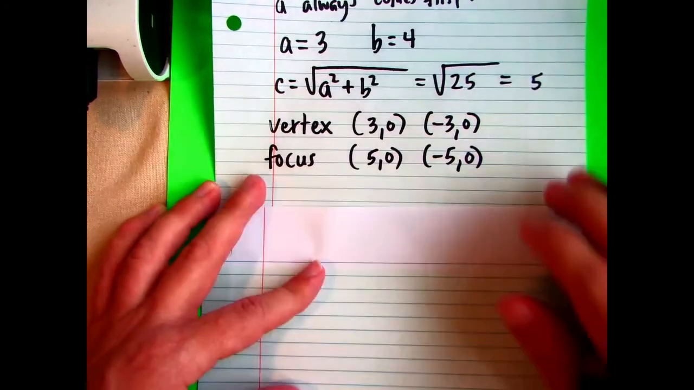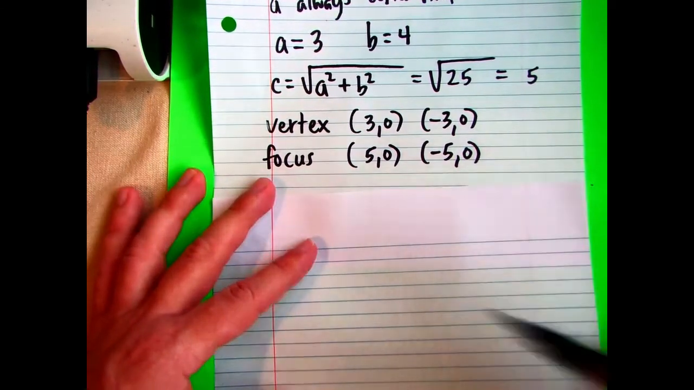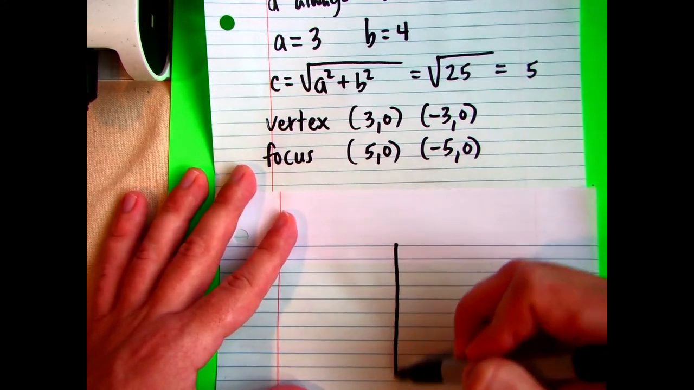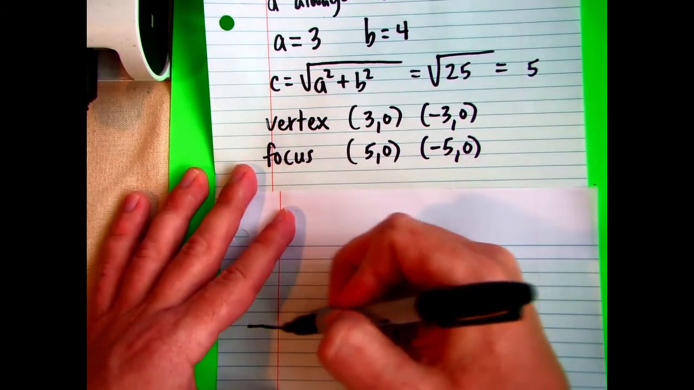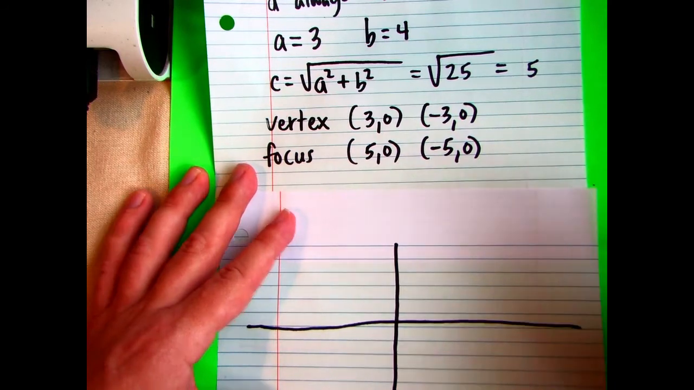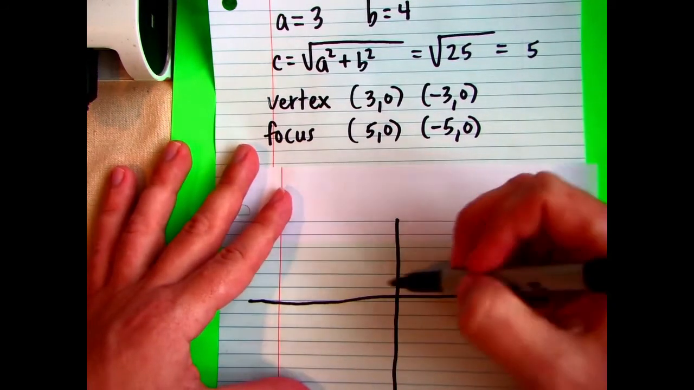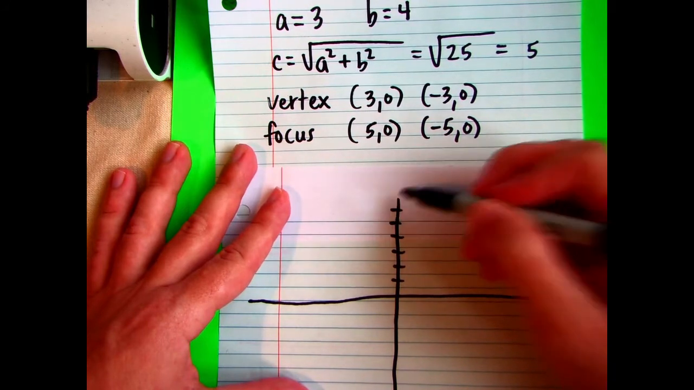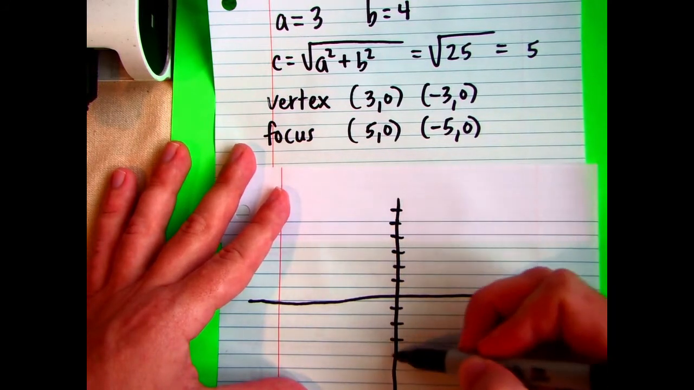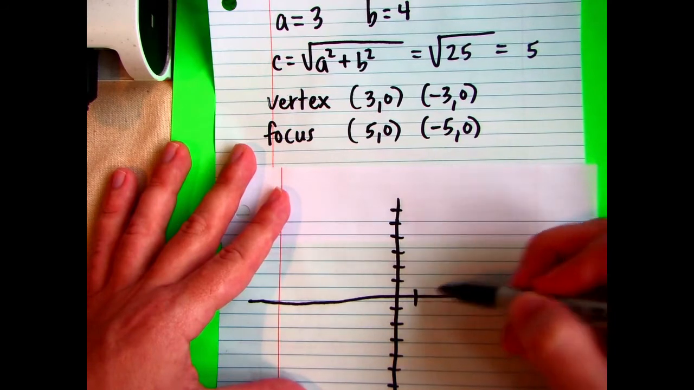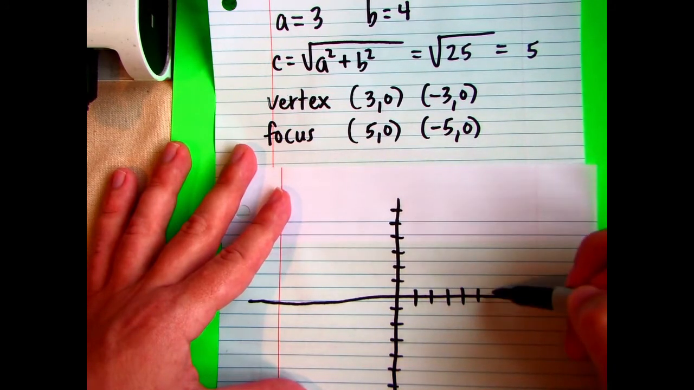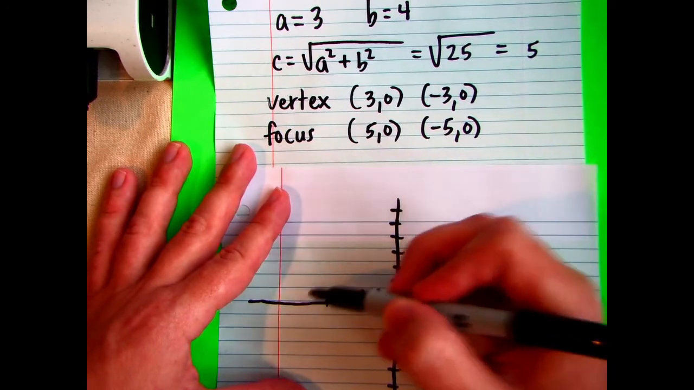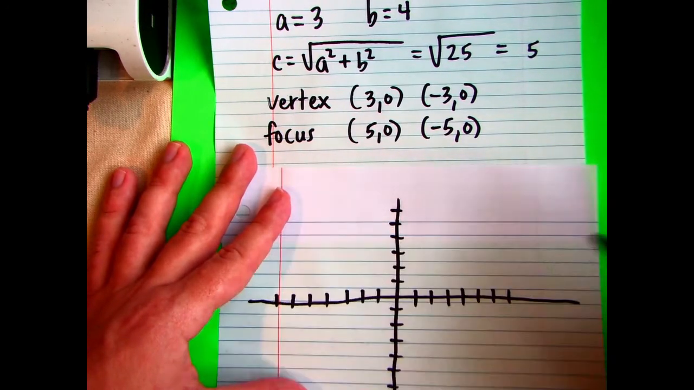So I'm going to draw my axes here. It's going to be important. Try to make your lines straight. Try to count your increments evenly in the x and y direction. We want our graph to look good.